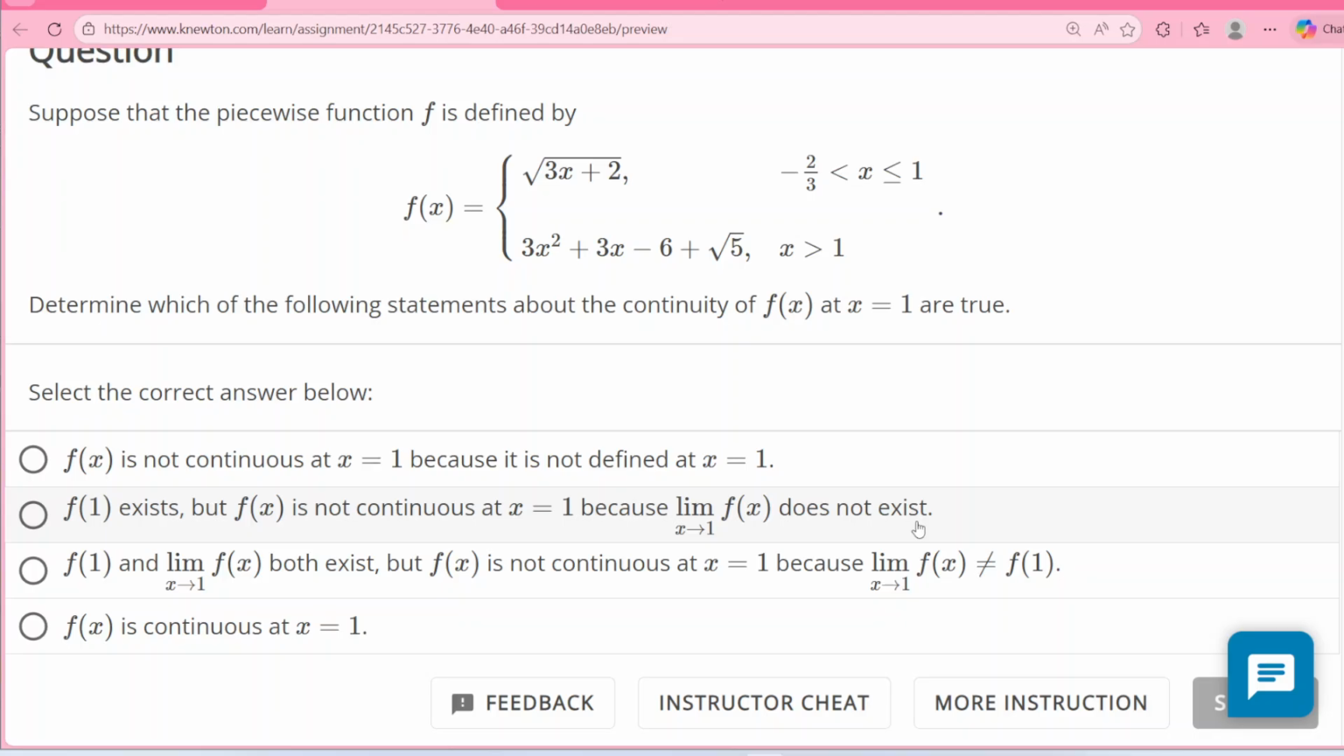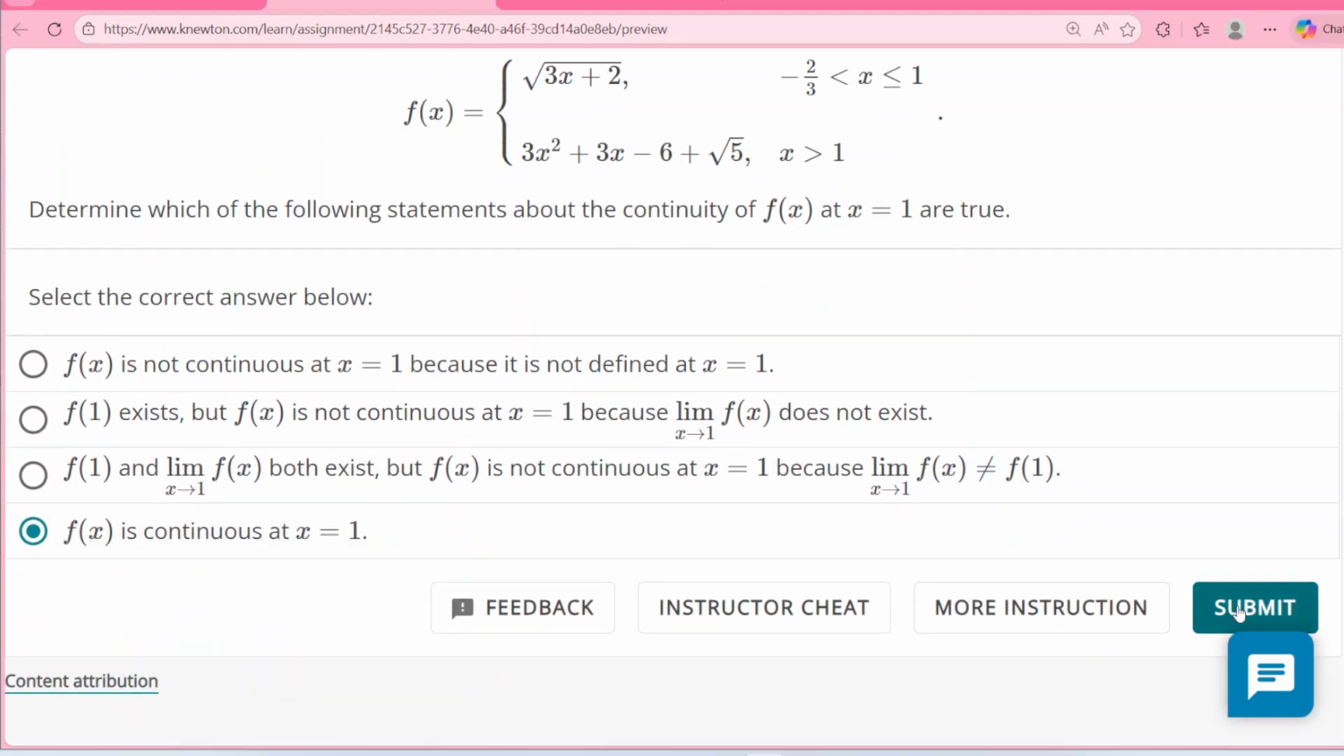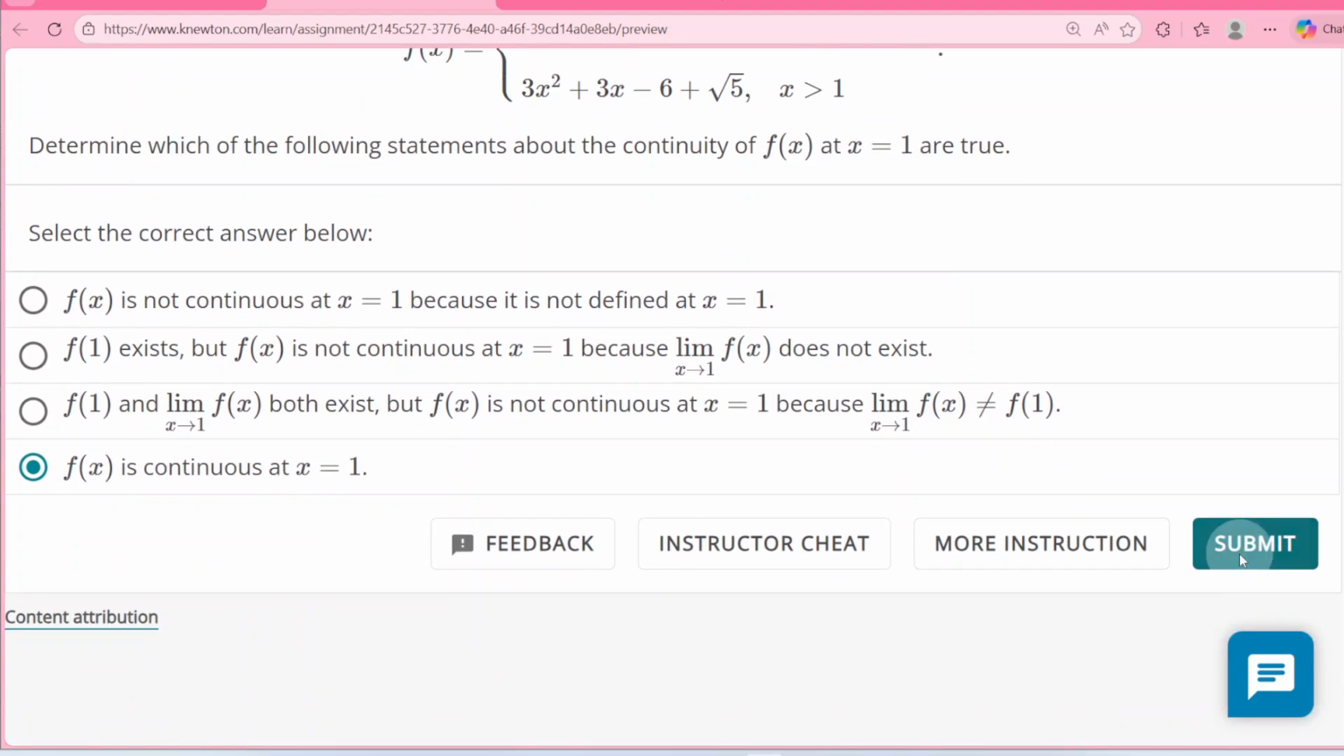Well, we saw that wasn't true either. The two-sided limit did exist and was the square root of 5. So both of these exist, but it's not continuous because they're not equal. Well, again, that was also false. The two-sided limit as x approaches 1 and the value of f at 1 were both the square root of 5. So we can only conclude, and you saw it in the picture, the graph, that f is continuous at x equals 1. All right, so then I'm going to hit submit once I've chosen an answer.